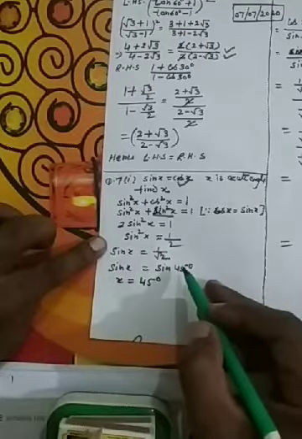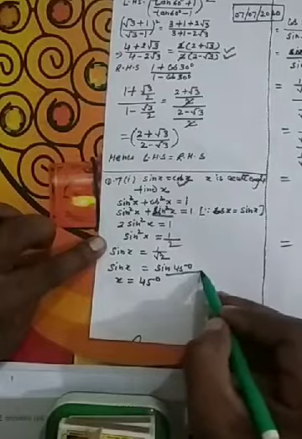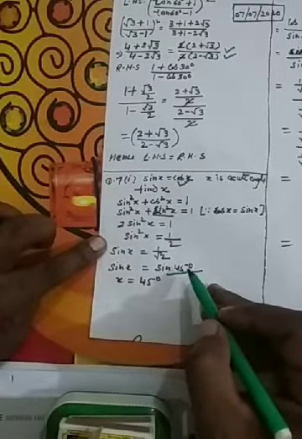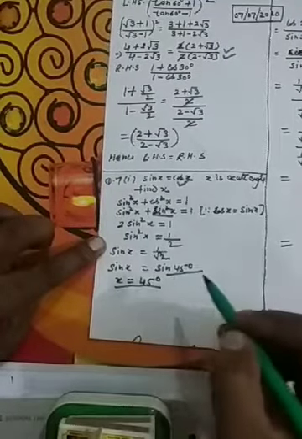That is 45 degree. So 1 upon root 2 can be written as sin 45 degree. Sin x is equal to sin 45 degree. Therefore the value of x is equal to 45 degree. Okay, clear? Now come to the exercise.